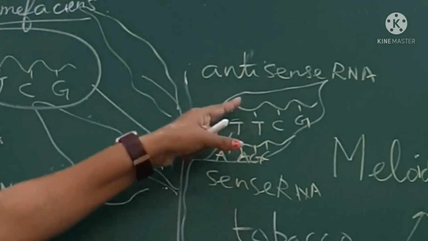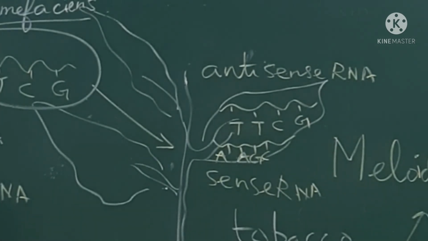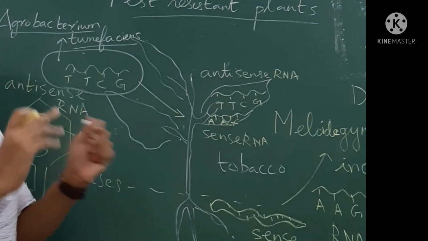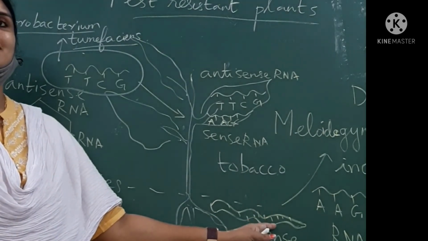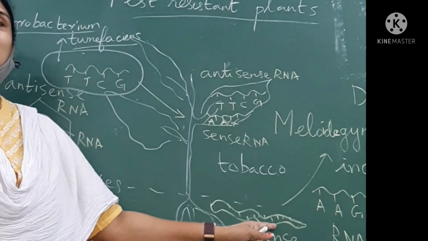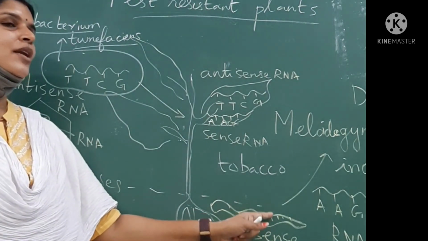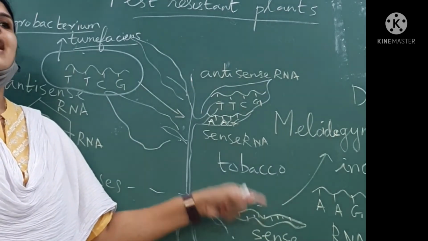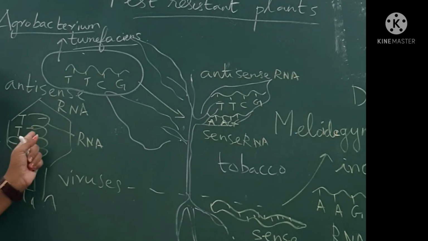Since they both are complementary, they will pair. Antisense RNA and sense RNA will pair, and the RNA will become double stranded. Now here, what will happen then? It is getting blocked. Which RNA got blocked? Sense RNA got blocked. That is, Meloidogyne incognita's RNA got blocked. Who blocked it? Yes, antisense RNA, which they got from some virus.